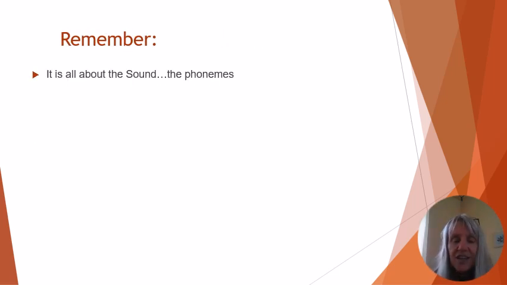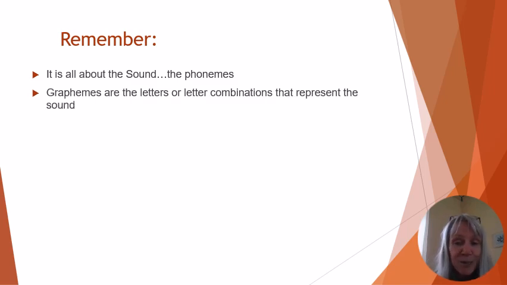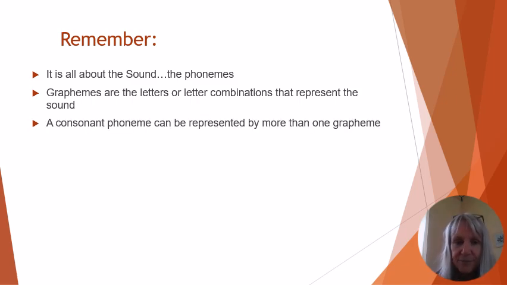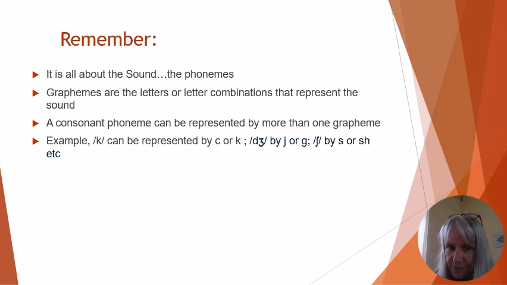Remember, it is all about the sound, the phonemes that we're hearing. Graphemes are simply the letters or letter combinations that represent the sound we are hearing. A consonant phoneme can be represented by more than one grapheme. For example, the K sound can be represented by the letter C, as in cat, or K, as in kite. Okay, we're still making the K sound, but we may see it represented as the letter C or the letter K grapheme.